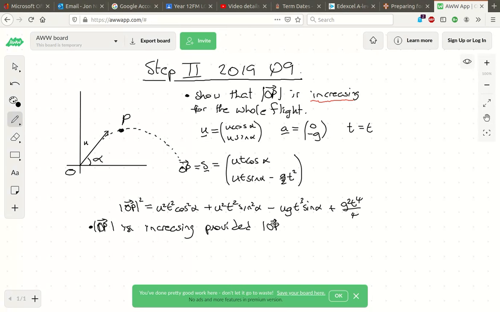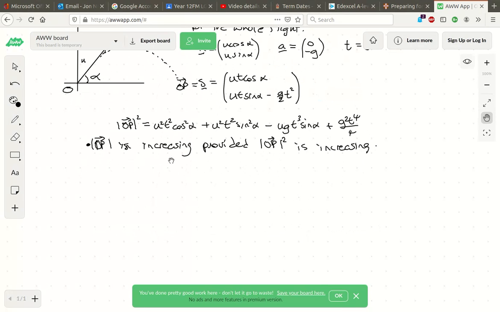Now, the reason I'm saying this is just so I don't have to differentiate something with a big square root around it using chain rule. That would be a real pain in the bum, that really would. So I'm not going to do that. I'm just going to differentiate it with respect to t as it is. So I'll just finish off writing the word increasing there. Okay, and that's cool. So what I'm going to do now is differentiate this function.